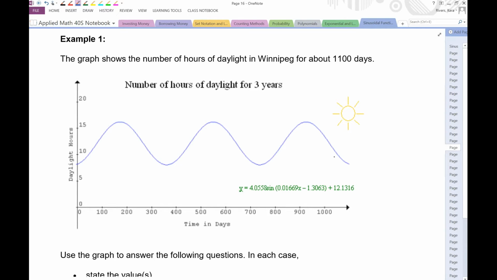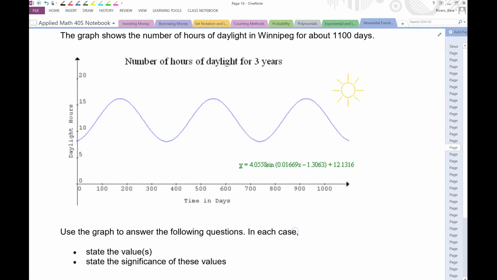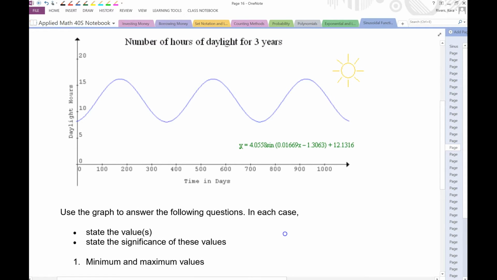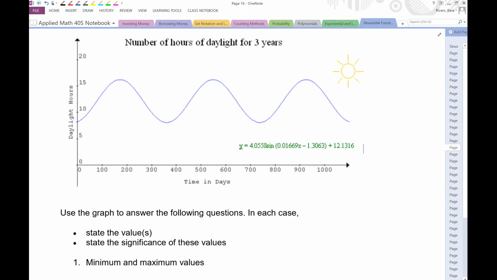Now, it says, use the graph to answer the following questions. In each case, state the values and then state the significance of these values. So they want a numerical answer and then an explanation about what that might mean. So what are the minimum and maximum values? Well, the minimum values are the lowest points on our graph, and our maximum values are the highest points on the graph.